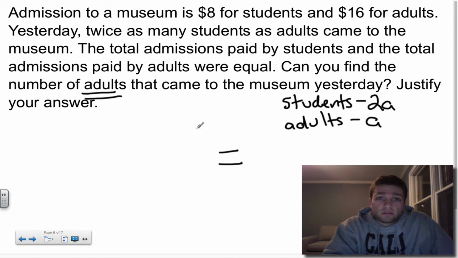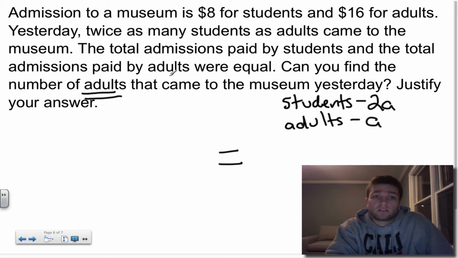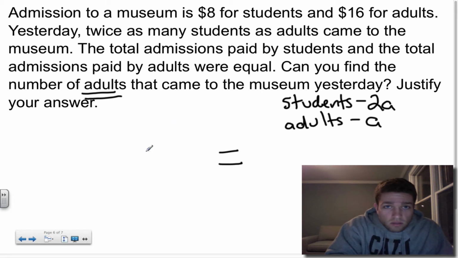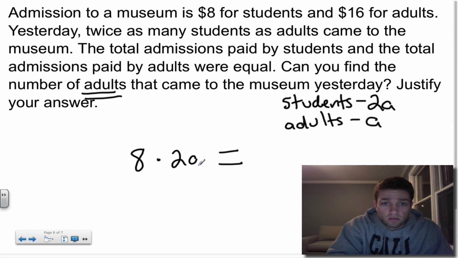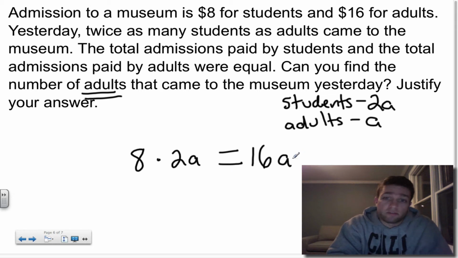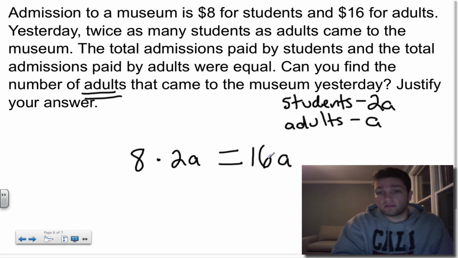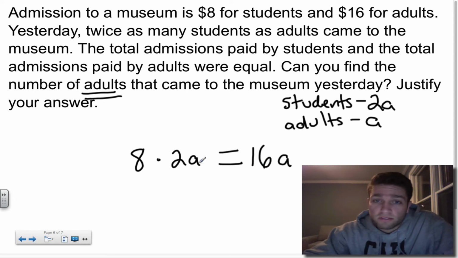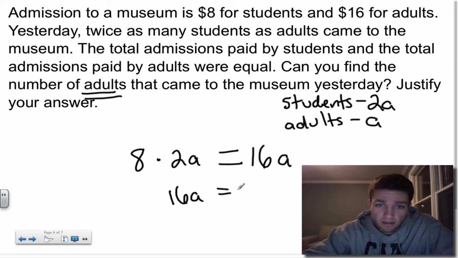So now let's go back to this equation. It says the total paid by students is equal to the total paid by adults. So students would be $8 times 2A, and the adults would be 16 times however many adults came. So number of students times 8, number of adults times 16. That would tell me the price. So now we're just going to simplify, solve as much as possible, and see what that tells us about the solutions. 8 times 2 is 16A.